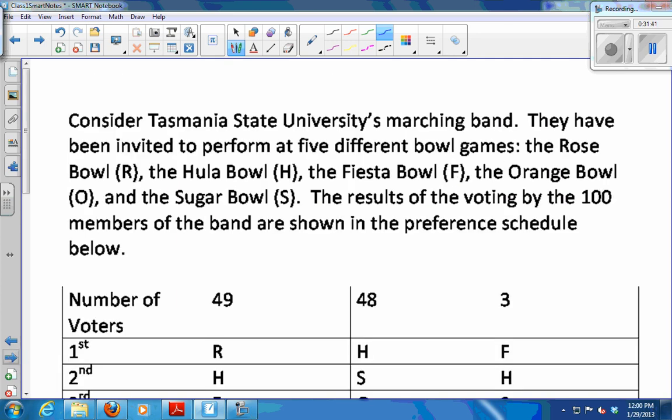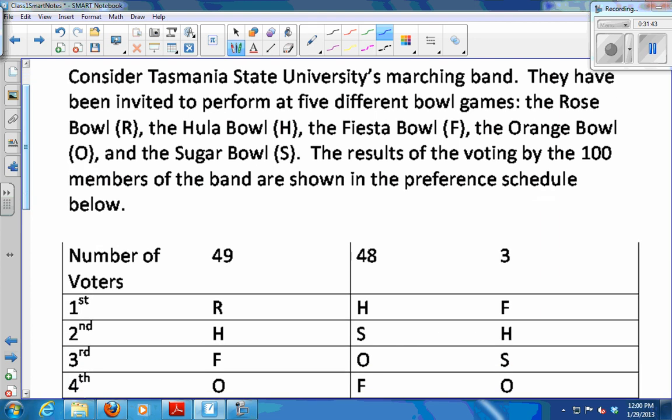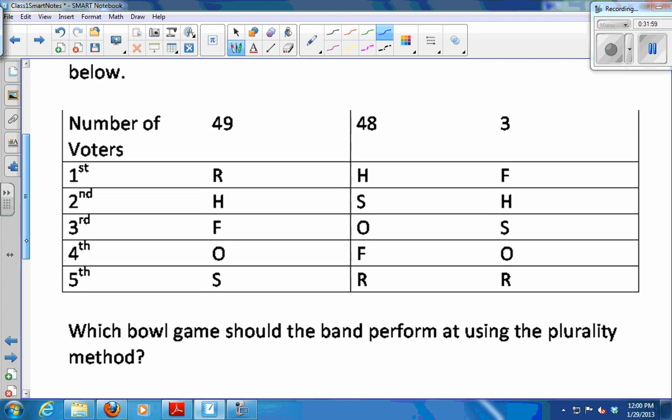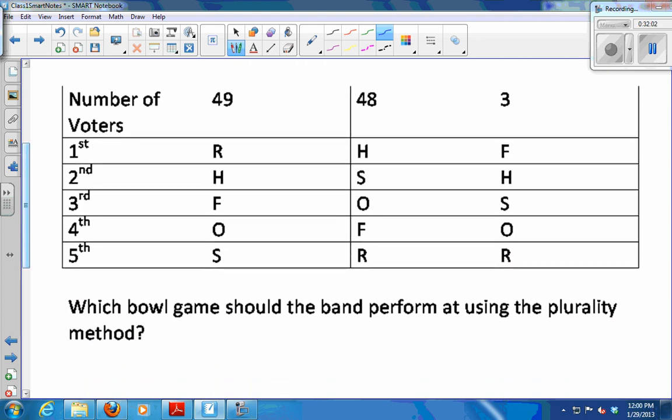So here's an example. We have Tasmania State University. The marching band has been invited to 5 different bowl games to perform. They can choose from the Rose Bowl, the Hula Bowl, the Fiesta Bowl, the Orange Bowl, and the Sugar Bowl. And here are the results of the vote in a preference schedule. Okay. So using the plurality method, which just counts first place votes, which bowl game are they going to?